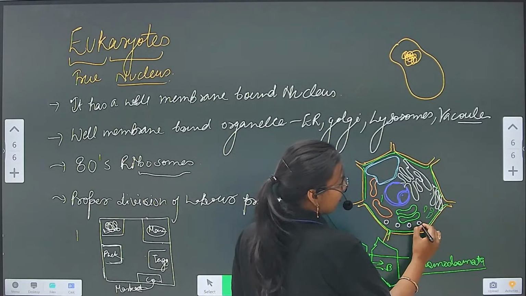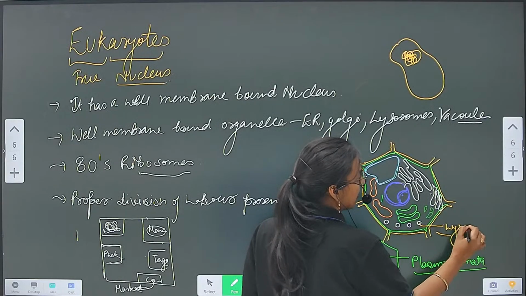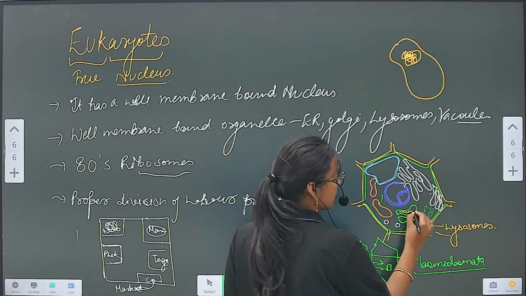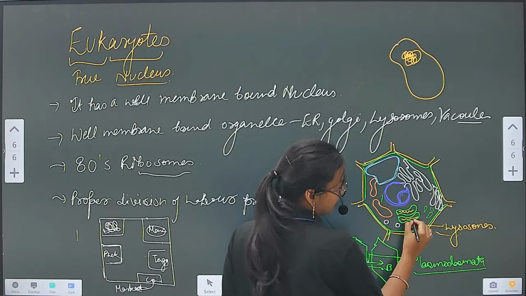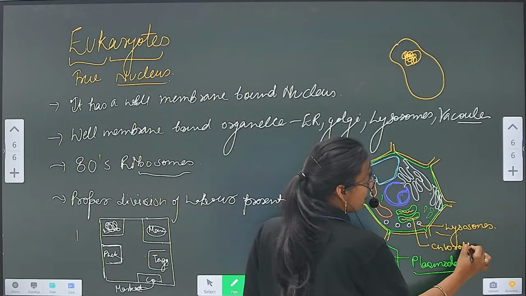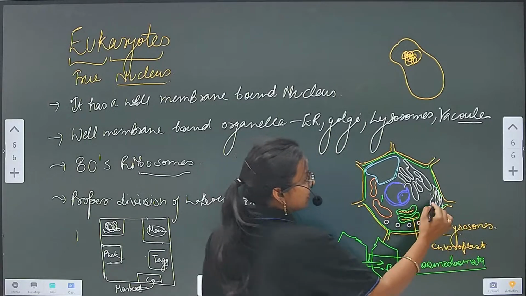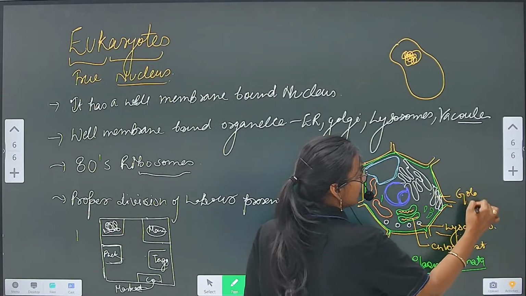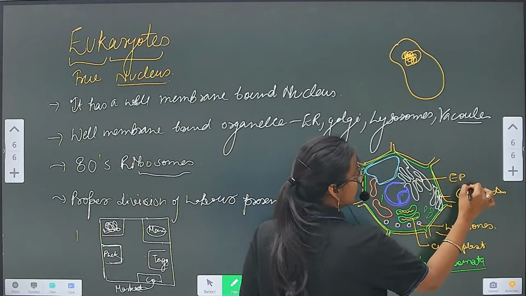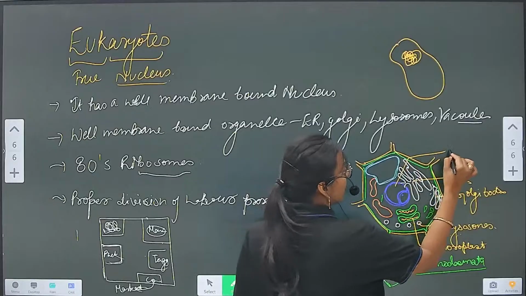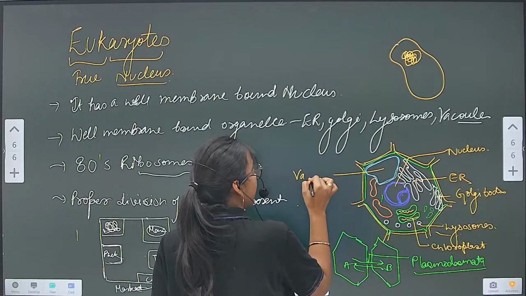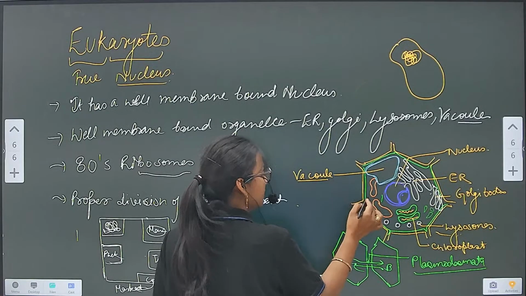These are what? Lysosomes. Okay. These are what? Chloroplasts. Green colored are chloroplasts. Okay. These are what? Golgi bodies. Okay, these are what? Endoplasmic reticulum. Okay, this is what? Nucleus. Fine. This is what? Vacuole.